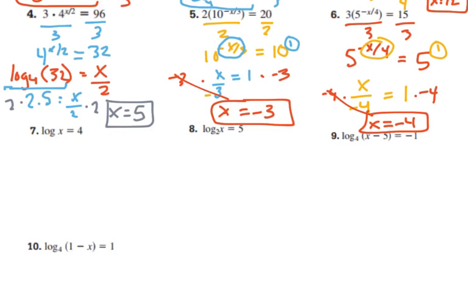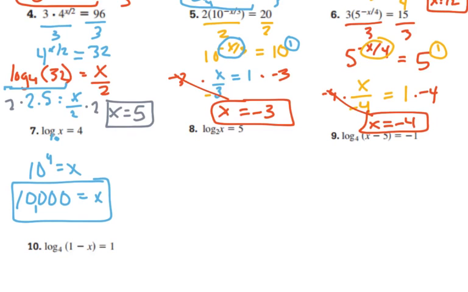Alright, now we've got some logs, so we're probably going to rewrite them as exponents in order to solve. So in this one, 10 to the 4 will equal x. So that just means a 1 with 4 zeros after it is your x. Alright, next one, we've got 2 to the 5th as our rewriting is going to equal x, and 2 to the 5th is 32.